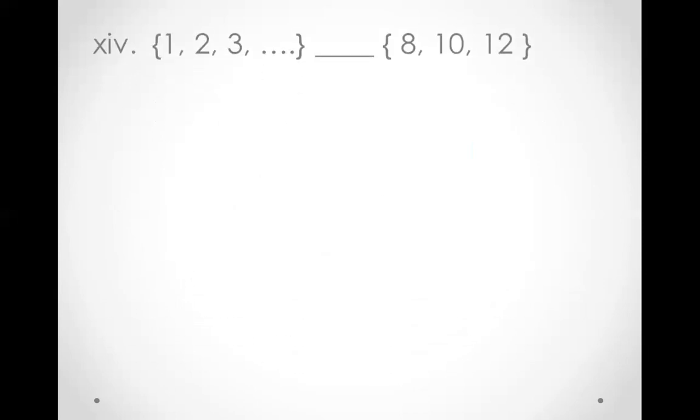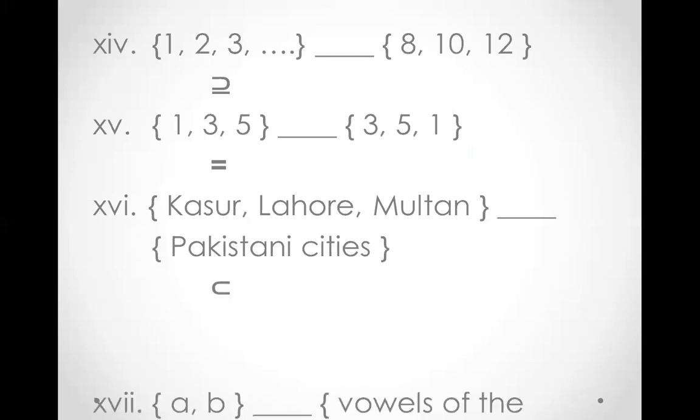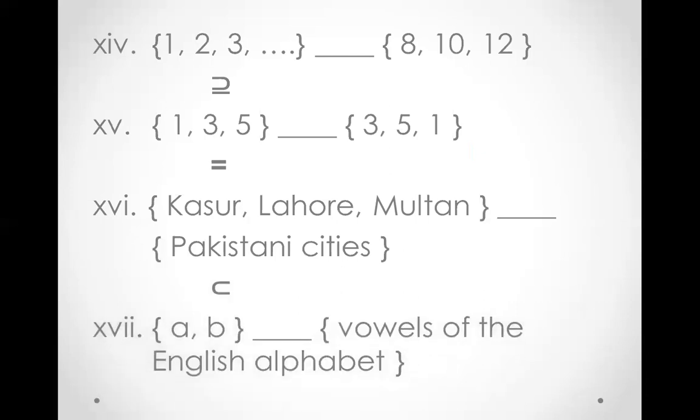Now {1, 2, 3} up to so on. Now this is superset of {8, 10, 12}. {1, 3, 5}, or you can say {8, 10, 12} is a subset of the {1, 2, 3} up to so on. Now {1, 3, 5} and {3, 5, 1}, they are equal, so we'll put the sign of equality. Kasur, Lahore, Multan, that are dash is equal to Pakistani cities. Now proper subset of Pakistani cities. Now A, B is dash vowels of English alphabet, not equal to.